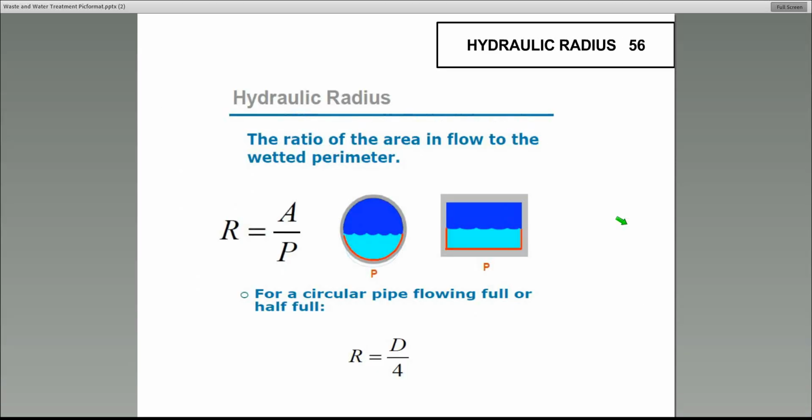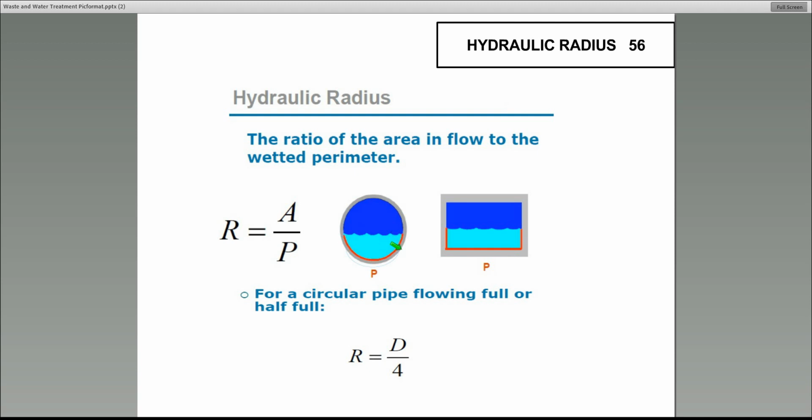Okay, the gravity sewer, and I don't know if you've had Bhaskar or not yet, but he was supposed to cover stormwater and flow through channels, etc. We're talking about flow through force mains and pipes in all cases. So the hydraulic radius, the ratio of the area in flow to the wetted perimeter, is equal to the area over the wetted perimeter. So here's a pipe that's flowing half full, and the wetted perimeter would only be half of the circumference.